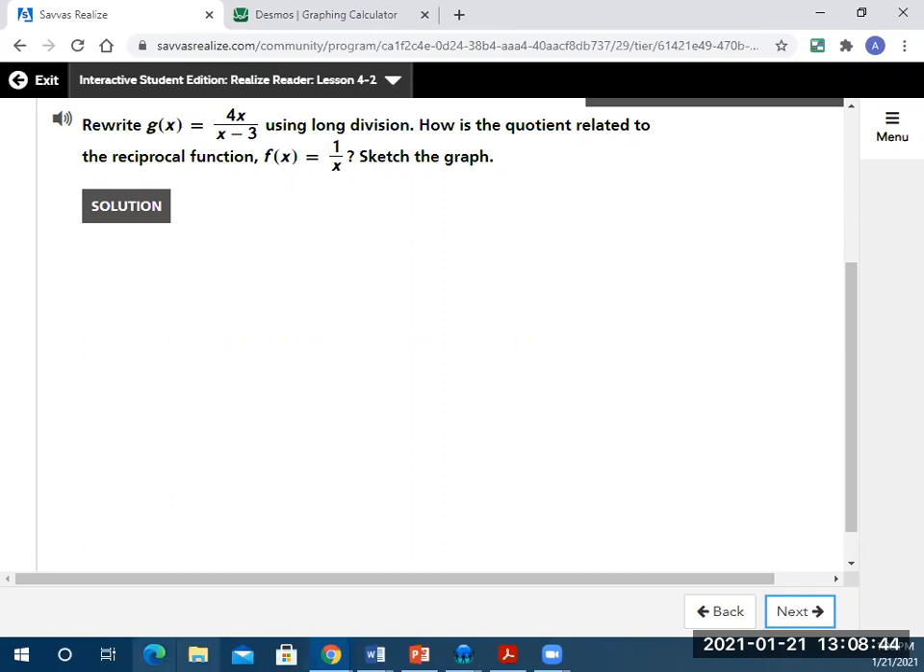So before we divide 4x by x minus 3, I want to do something very simple. You guys all know what 7 divided by 2 is, right? What's 7 divided by 2? 3.5. How is that as a mixed number? 3 and then 1 over 2, right? Simple enough. So 3 and 1 over 2.